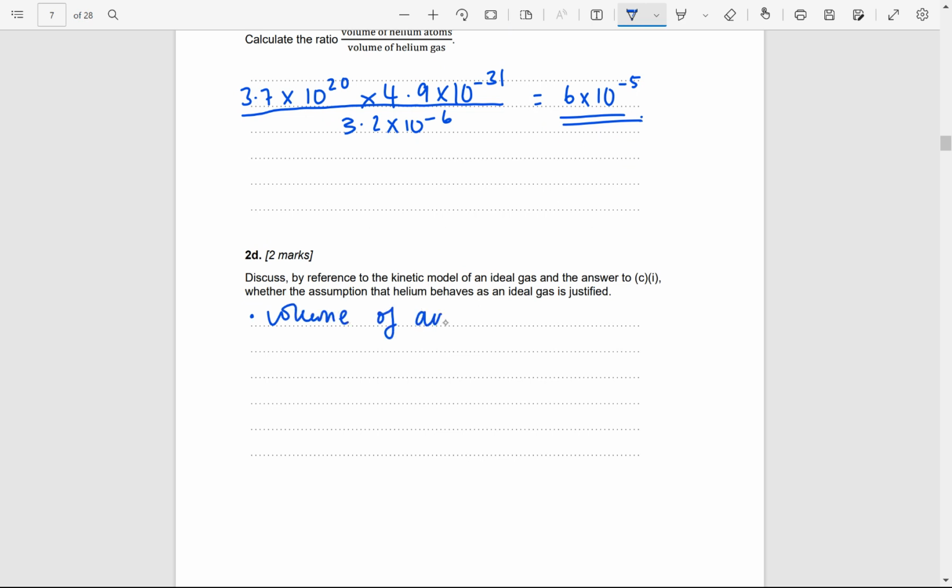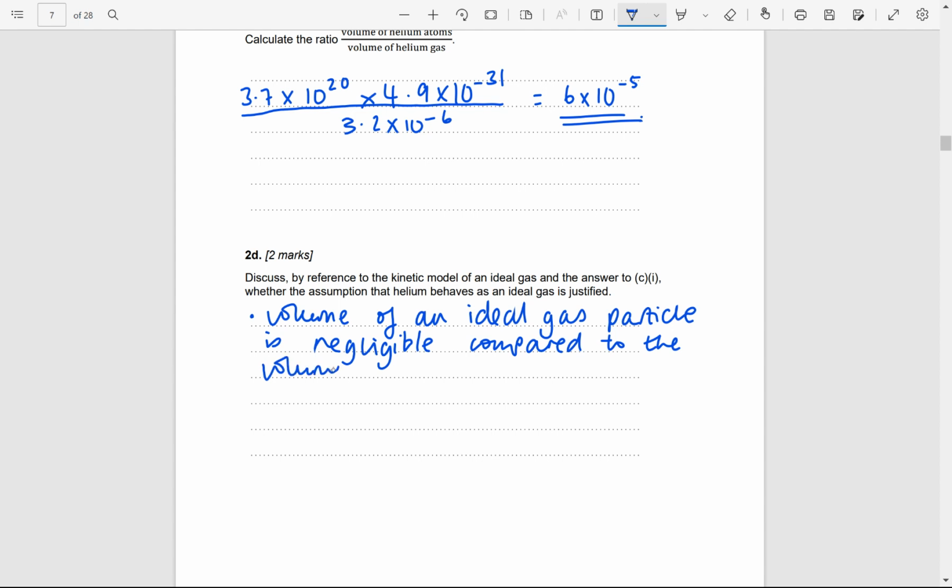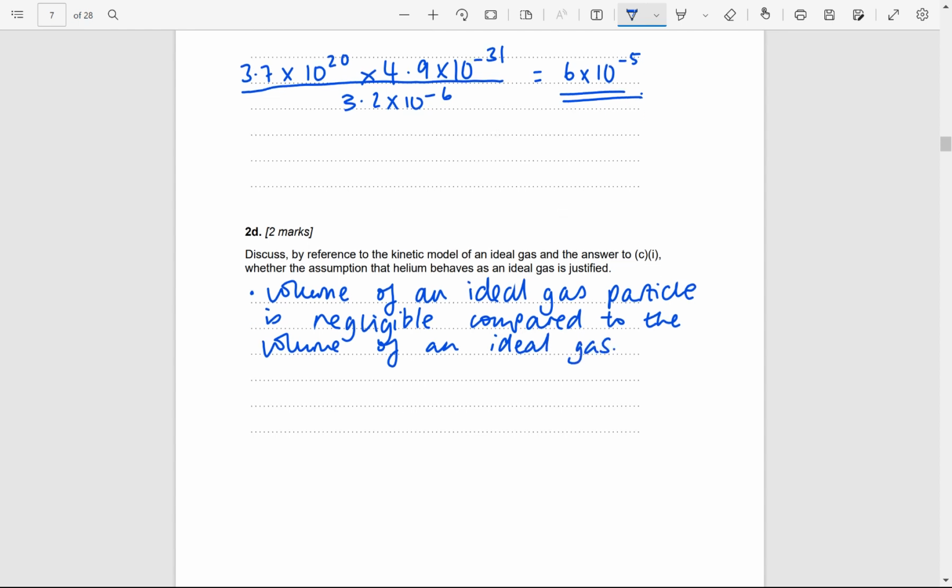is the volume of an ideal gas particle is negligible compared to the volume of an ideal gas.